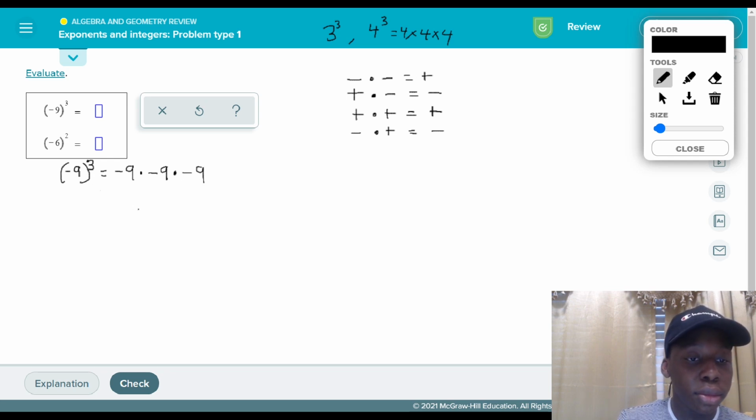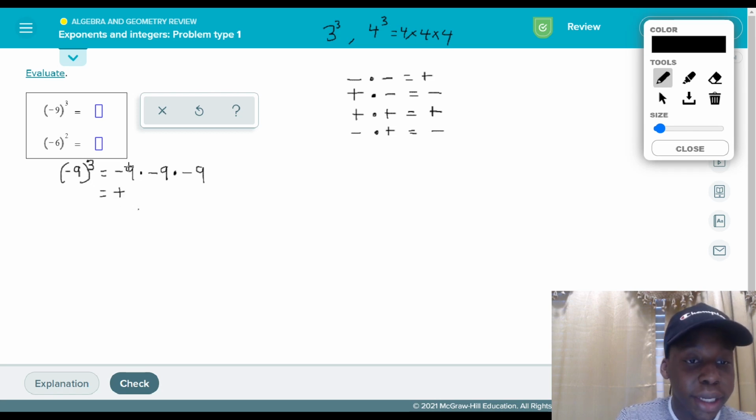When we're working with this, we always want to pay careful observation to the sign in front of the numbers. In this case, the sign in front of the numbers is minus. So we multiply the first two numbers before we move to the next. When we multiply a minus times a minus, that gives us a positive, so we'll put down plus.